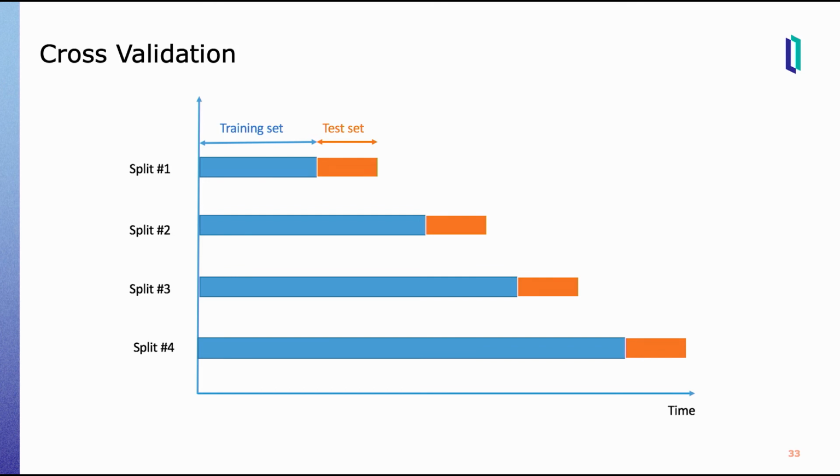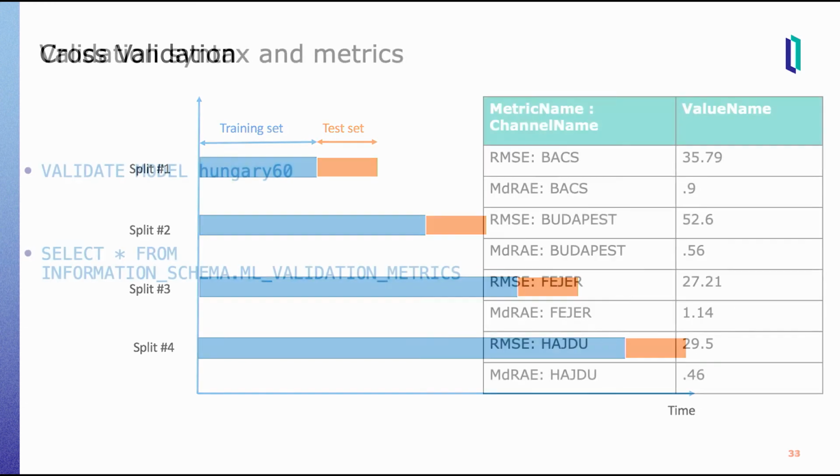So instead, you will take a subset of the training data and do a small test set after. And then with each split, you'll expand the training set. And then ultimately, you'll average together your validation results for each split to give you cross-validation metrics across each prediction channel and for each metric type.